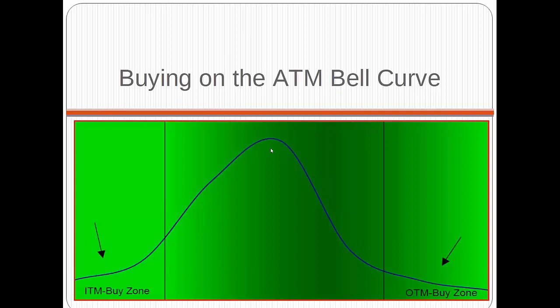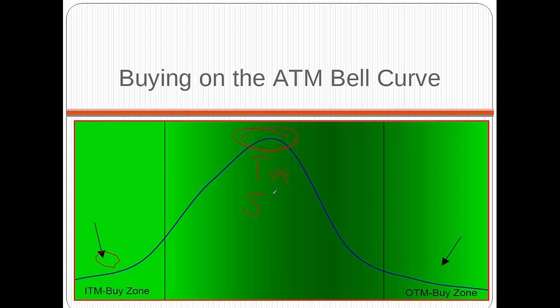When you look at any option chain for any expiration, the options that are closest to the stock price, the at-the-money options, are going to have the highest time premium. Not the highest premium. The in-the-money option will have the highest premium.